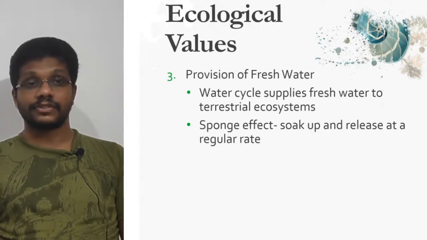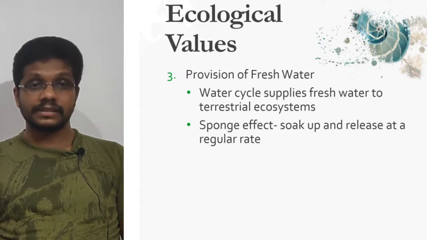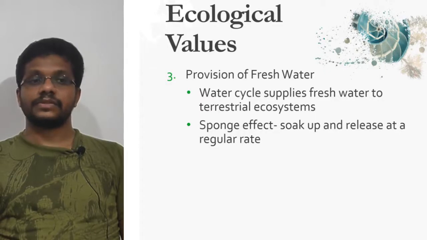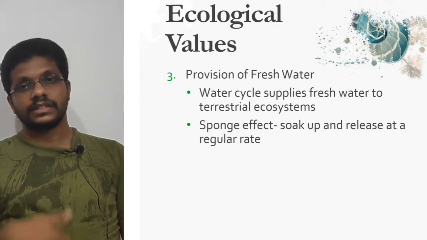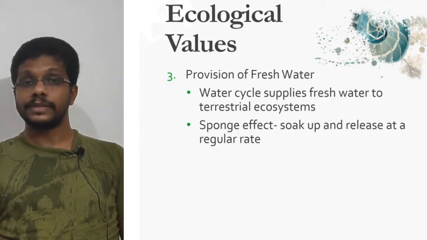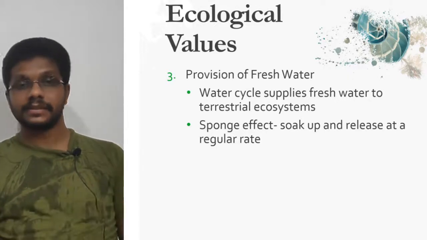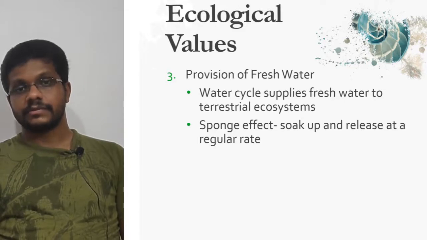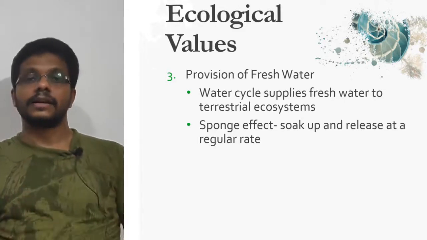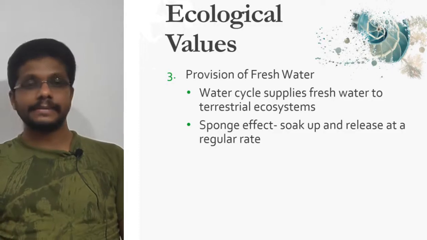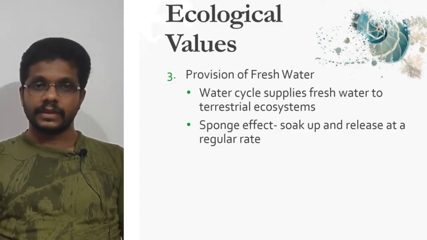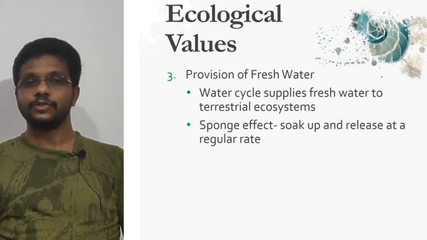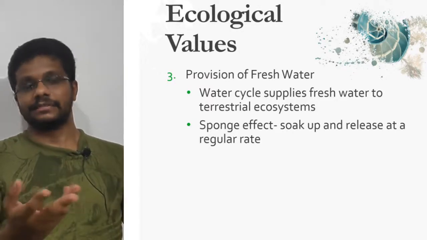Next, we have the provision of fresh water. It's an ecological service. You already know the water cycle, and the water cycle supplies fresh water to the terrestrial ecosystem. This fresh water is used by humans for drinking, irrigation, and other purposes. And it is also important for the freshwater ecosystem, from where we get fishes and other aquatic organisms for food and medicine. Then we can think about desalination of seawater, but it's much too expensive compared to getting it from rain.